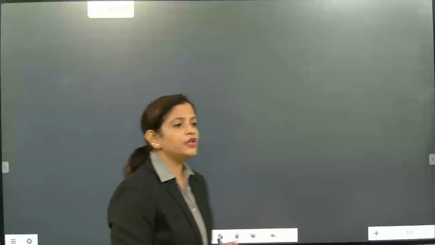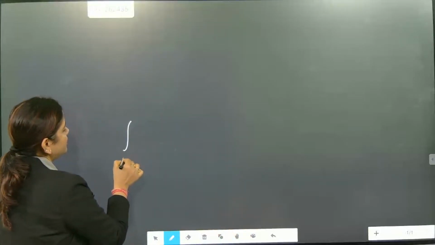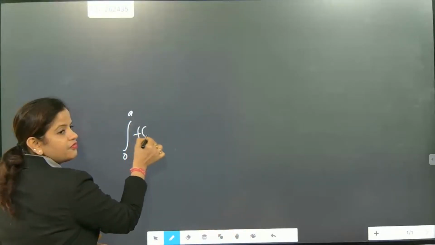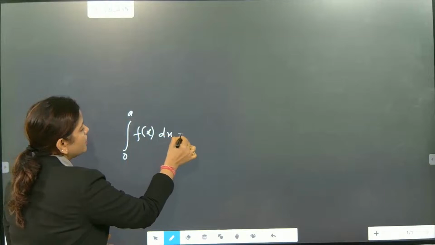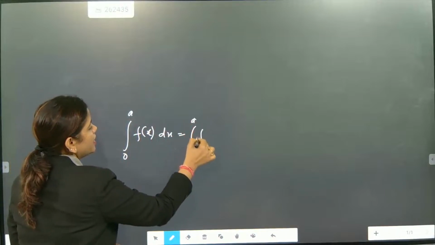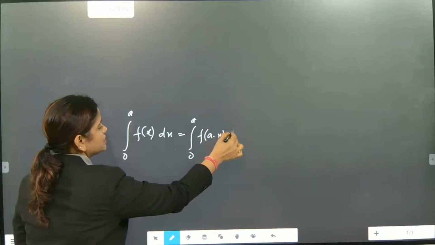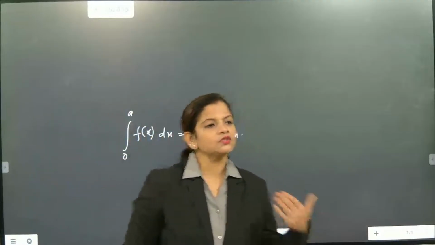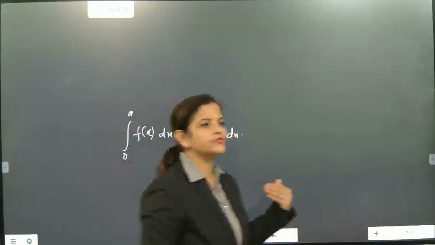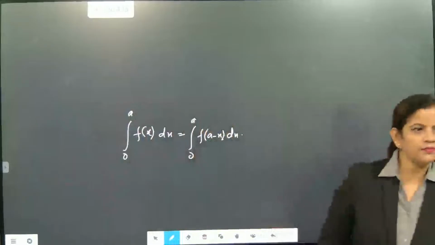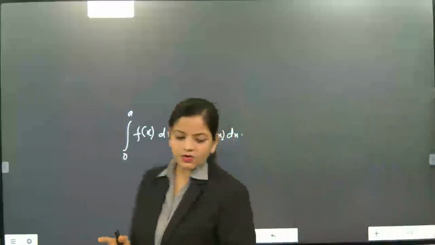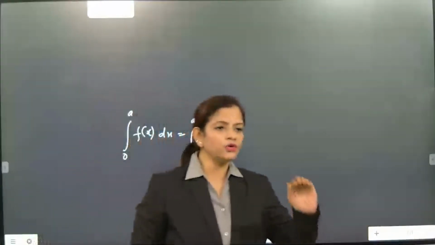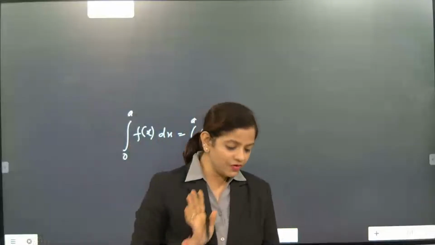Understood? So we know some formulas. Like if somebody writes integral 0 to a f of x dx, it will become integral 0 to a f of a minus x dx. This is what you need to do and check. Did you understand this one? So this is the way to solve the question and this is the way to write the formula. Now there are different formulas that we are going to use and solve the questions. So I am giving you the first question.